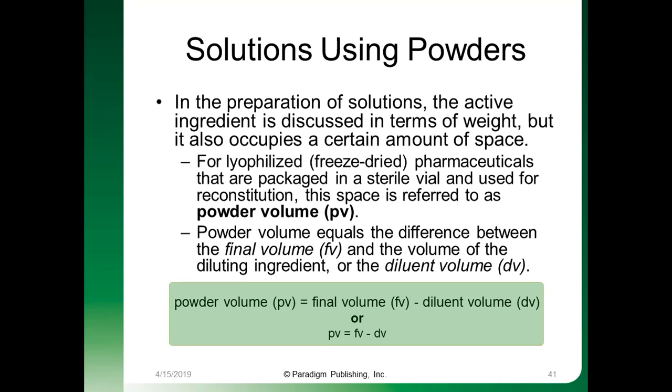So the powder volume equals the difference between the final volume, FV, and the volume of the diluting ingredient, or the diluent volume, DV. So here's our formula. Powdered volume equals the final volume minus the diluent volume, or PV is equal to FV minus DV.